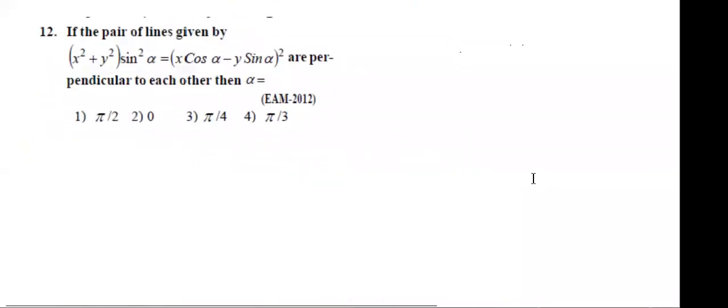See the next question, students. If the pair of lines given are perpendicular to each other, then find alpha. The angle between the pair of lines is 90 degrees, so the pair of lines are perpendicular, as given. So what is the formula? a plus b is equal to 0. Use that, and we get the angle.